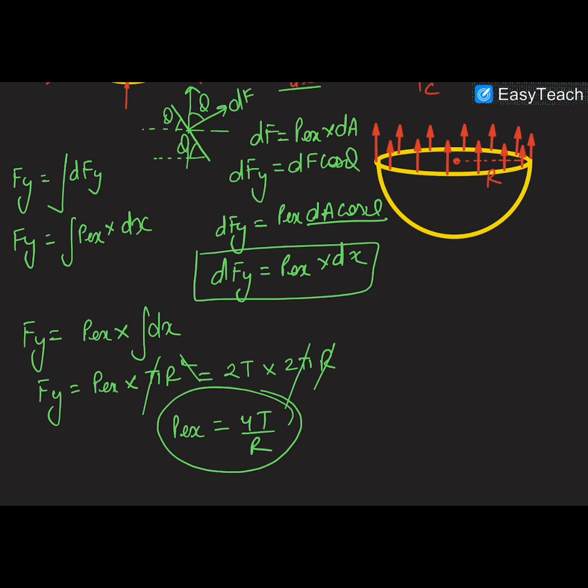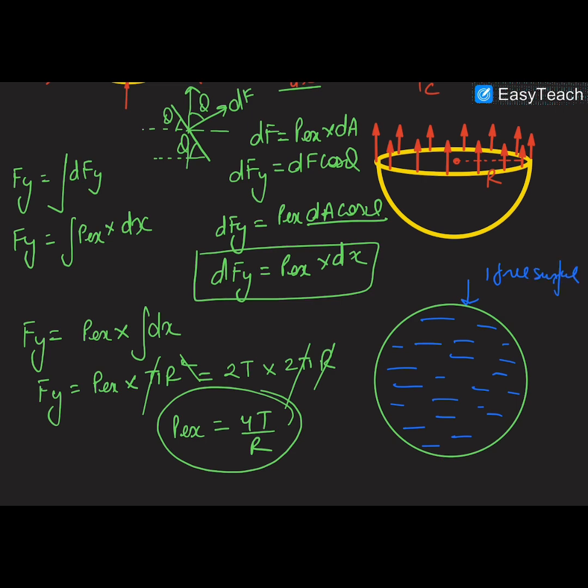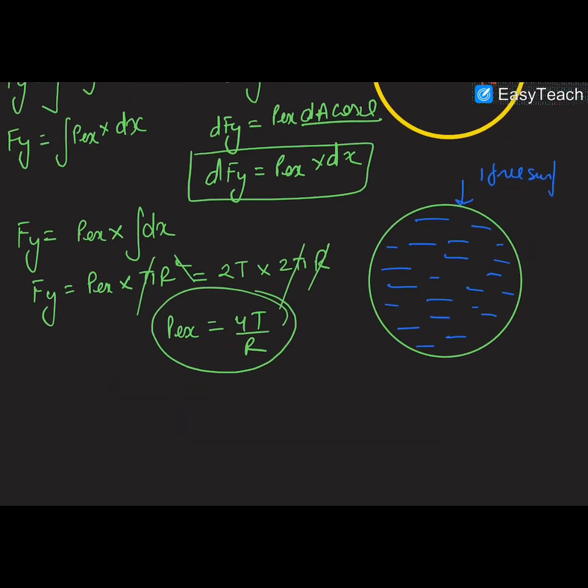Now if we talk about the excess pressure inside the drop, so this is a drop, and a drop has only one free surface. So we can say that the surface tension in a drop will be only T. So the excess pressure in the case of a water drop, P excess will be 2T by R.